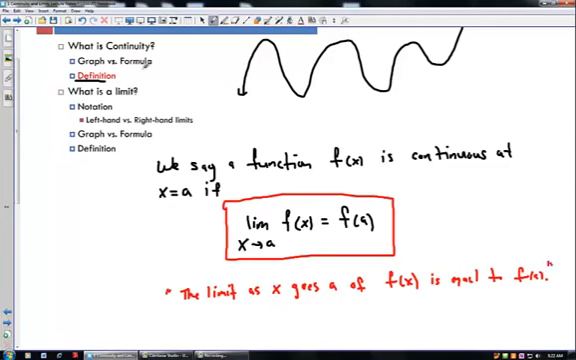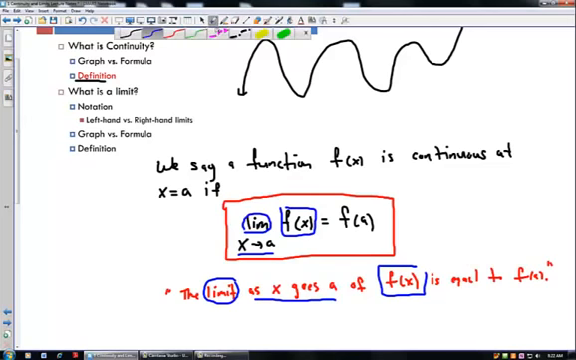So I think it's worthwhile to understand how all these pieces match up. Obviously the word limit is right here, the limit. And then as x goes to a is what's meant by that x arrow to a. And of course I have f of x, so here's the f of x. And then is equal to, and then of course this is f of a.